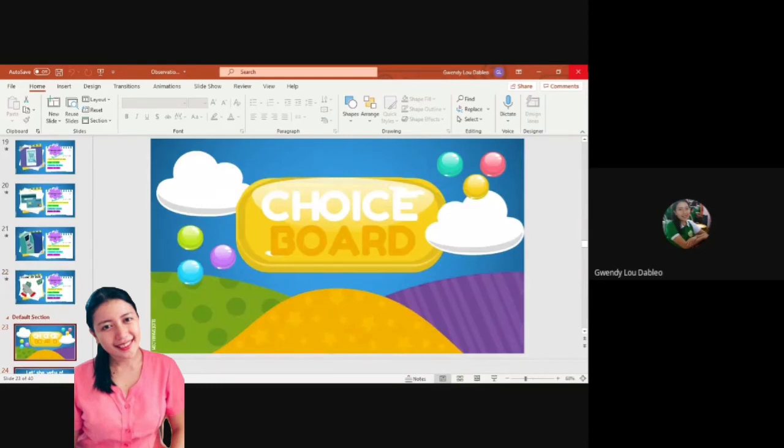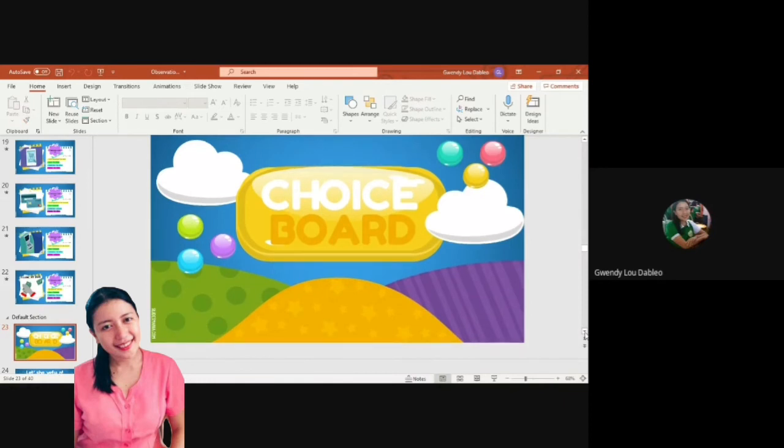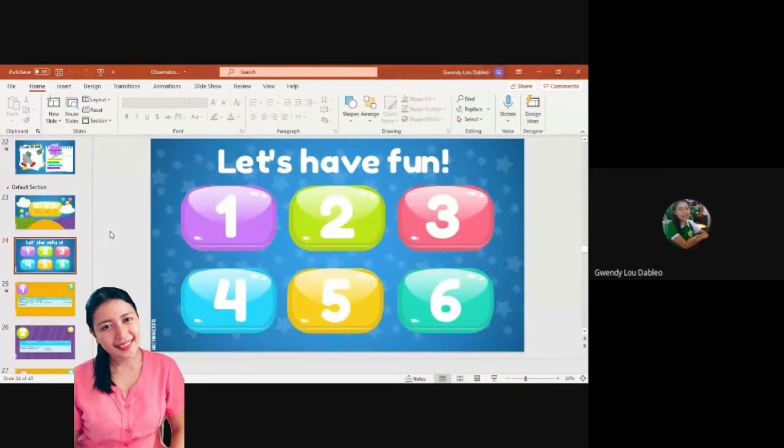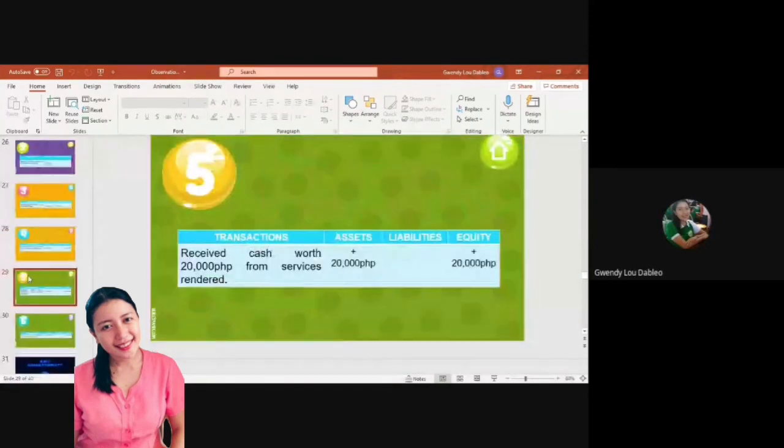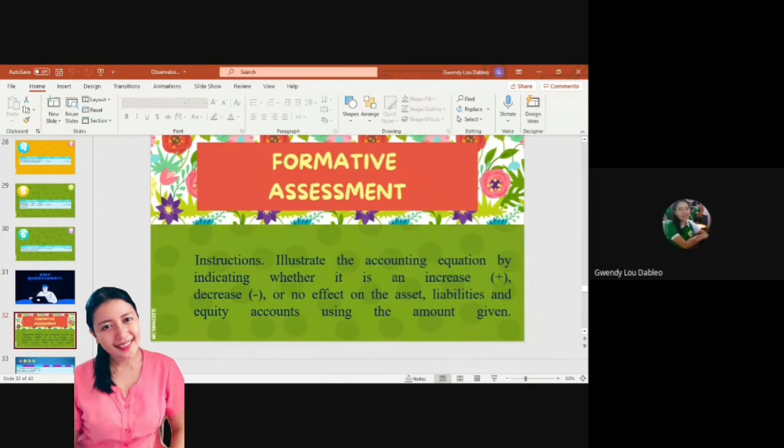Can you see it in your screen, class? Yes, ma'am. I want you to choose one number from 1 to 6. Carmeline, you choose number 5. Here's the transaction for number 5. Received cash worth 20,000 pesos from services rendered. You need to illustrate accounting equation by indicating whether it is an increase, decrease, or no effect on the asset, liabilities, and equity accounts using the amount given.